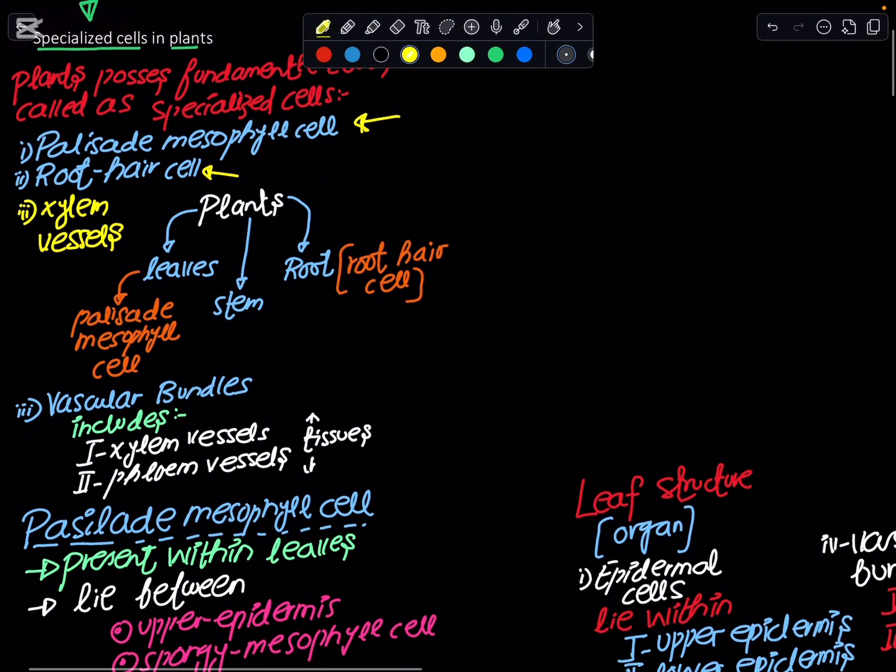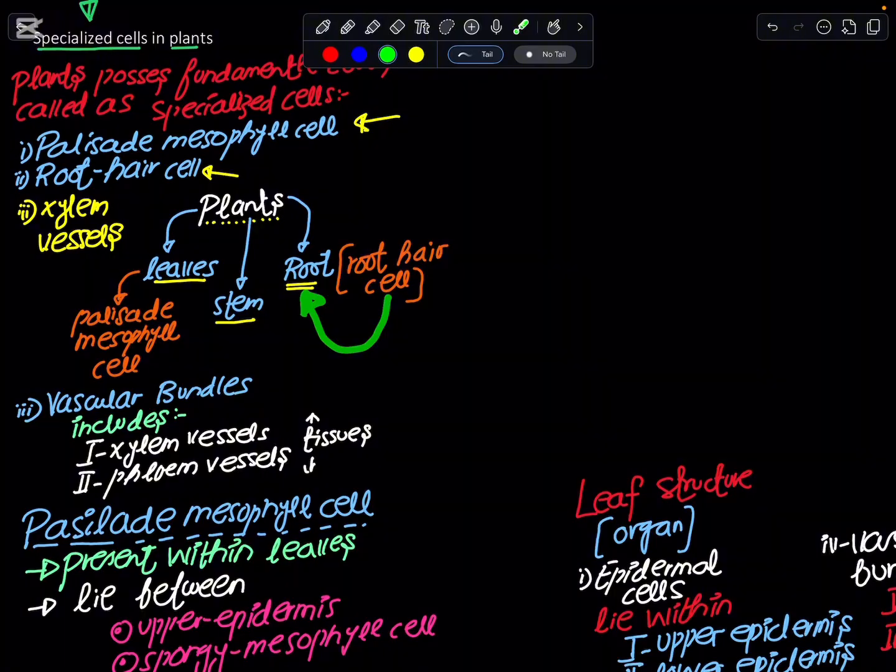Now we see that the plant overall is a complex organism and it has multiple organs in it. The leaf is an organ, the stem of the plant is an organ, and the root that we have is an organ. We must never confuse the root with the root hair cell. We will see in a while that the root hair cell is a specialized cell within the organ of the plant, and that organ is the root.